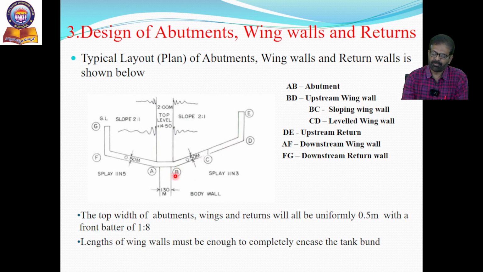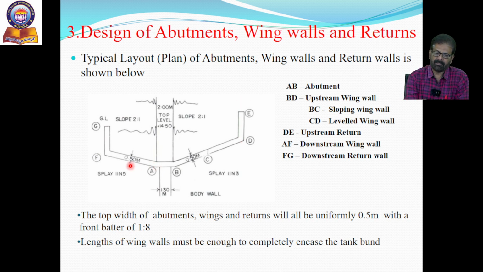Further it is divided into two parts, B to C and C to D. BC is the sloping wing wall, whereas CD is the leveled wing wall. So this BD upstream wing wall is divided into two categories, sloping and leveled. And also D to E represents the upstream return wall. This is called return wall.